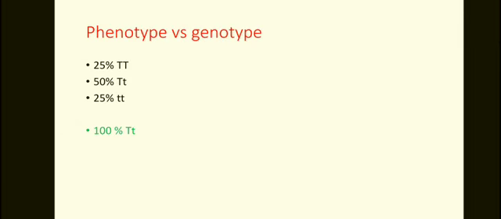Okay. So that one that I've written now in red is the genotype. 100% Tt. So one T is a capital letter, another T is a small letter. That's the genotype. Now let us write genotype here.